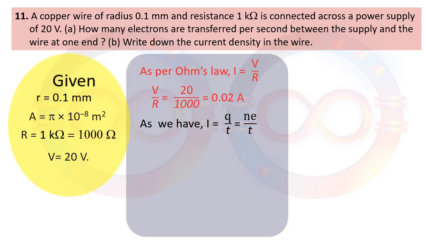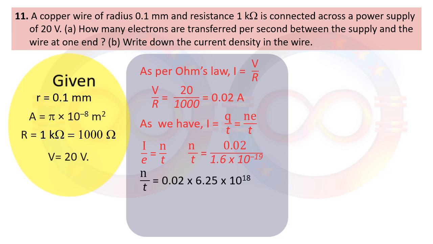Once we get the amount of current as 0.02 ampere, we can equate this particular current with charge per unit time, and charge as per quantization is nothing but Ne. So I is equal to Ne upon time, or because we have to find here how many electrons are transferred per second, it means we have to find N upon T, that is the number of electrons transferred per second, nothing but I upon e, and I we have here as per the previous calculation 0.02, and e is 1.6 into 10 raised to minus 19.